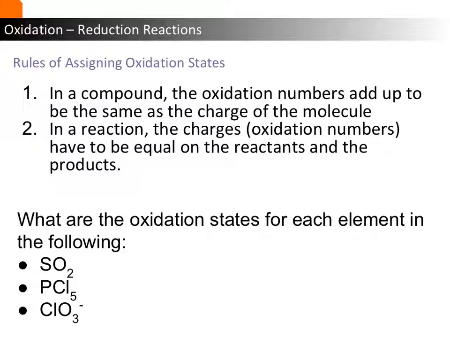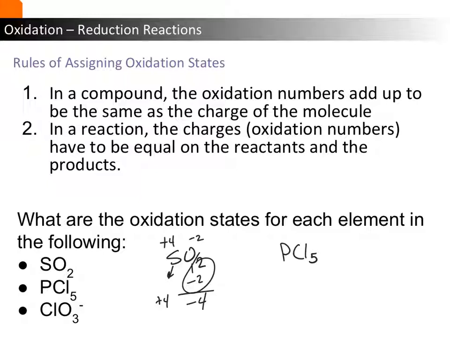Let's first start with SO2. So I know from my previous rules that oxygen is always a -2. So if I rewrite this out here, each oxygen is a -2. Now there are 2 of them, so overall there's a -4. Now because this molecule is neutral, I know that the oxidation numbers have to add up to be 0. Now if I have 2 oxygens, both at -2, then that must mean that the sulfur is a +4. So I assign oxidation numbers: sulfur is a +4, and each oxygen is a -2.